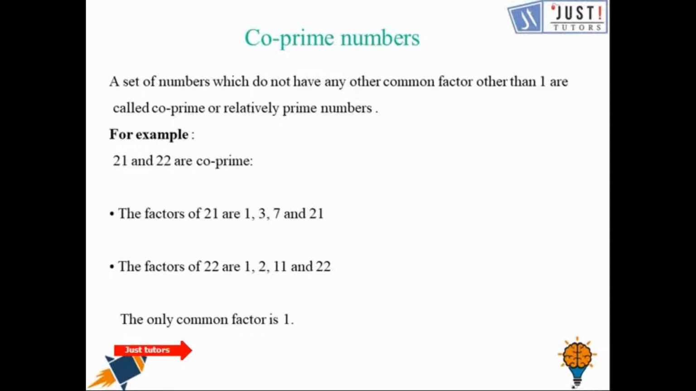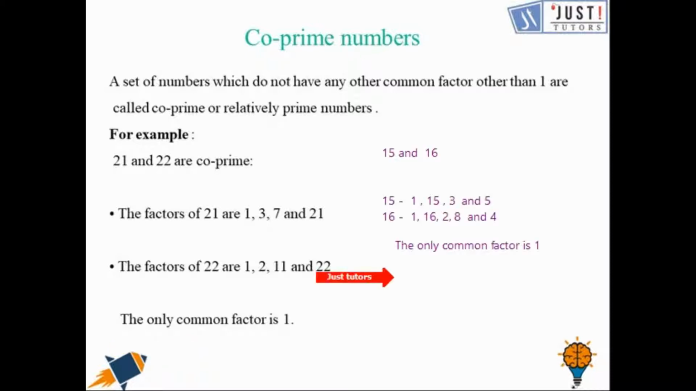You can think of one more pair of numbers which are co-prime, so take your time and give it a try. So we can say that 15 and 16 are co-prime as well, because if we look at the common factors between 15 and 16, 1 is the only common factor between these two numbers.